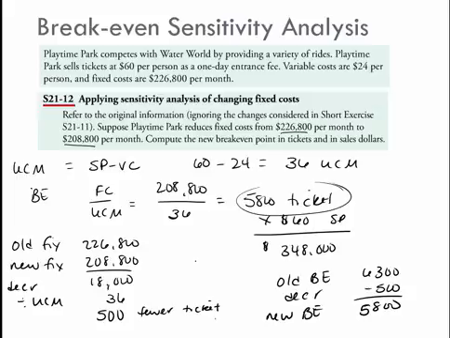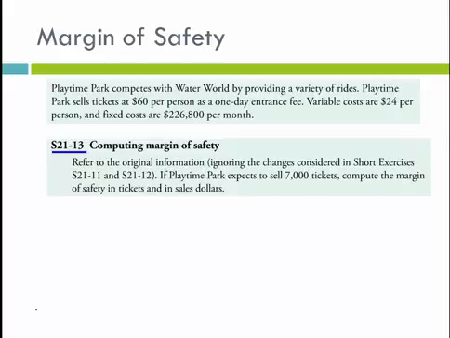So that's another way to use break-even as a little shortcut for decision making. Okay, margin of safety is the last one we have for playtime, I think. There's one more, and this isn't too hard. So margin of safety is just the difference between what you expect to sell and your break even.